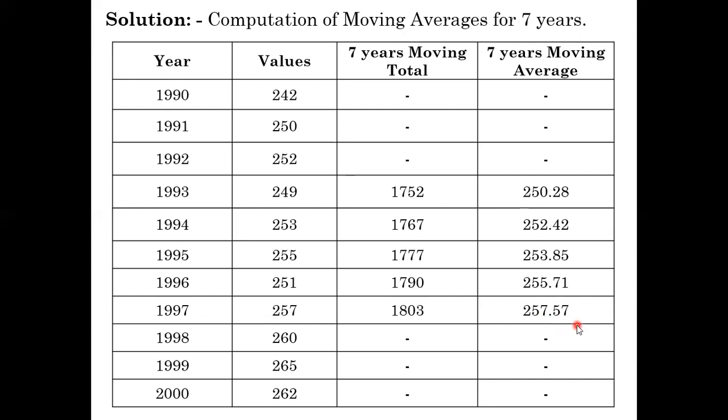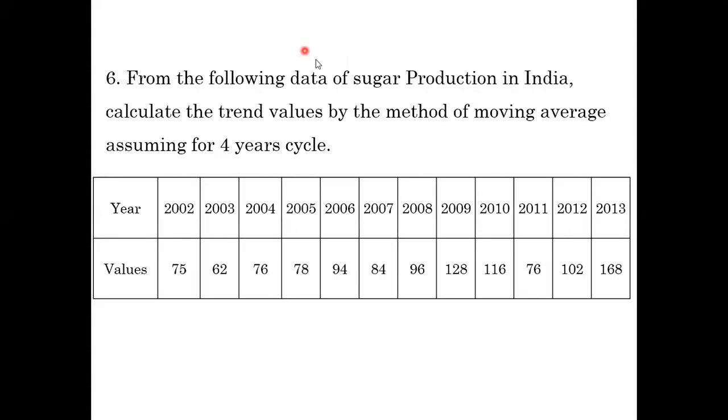Okay, students, clear? So like that, we are going to prepare moving total. Sorry, 7 years moving total, 7 years moving average. Like this, we are going to prepare the average for this problem. So this is moving average method. In the time series, one is the least square method and second one is moving average method. So this question you may expect for section B and least square method you may expect for section C. Okay, students, clear?